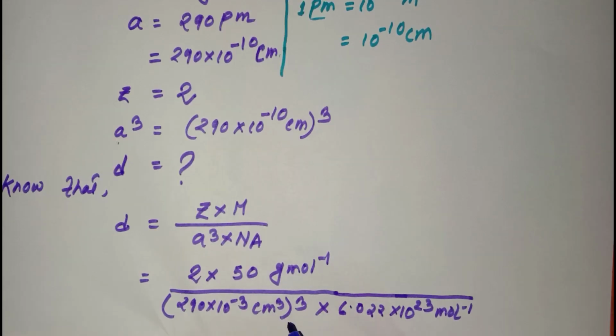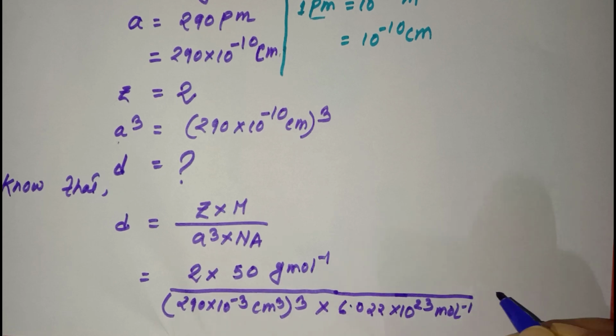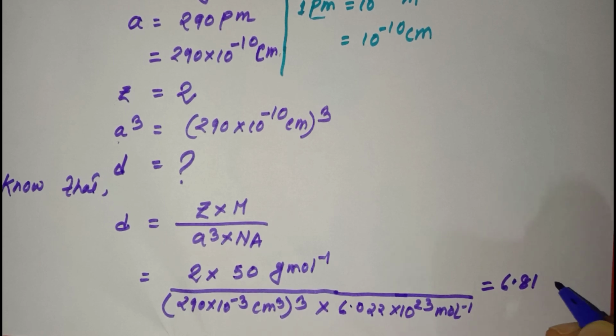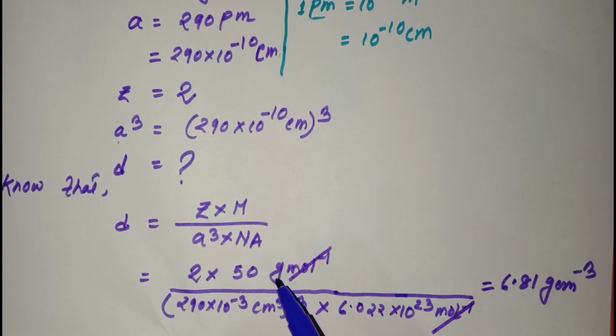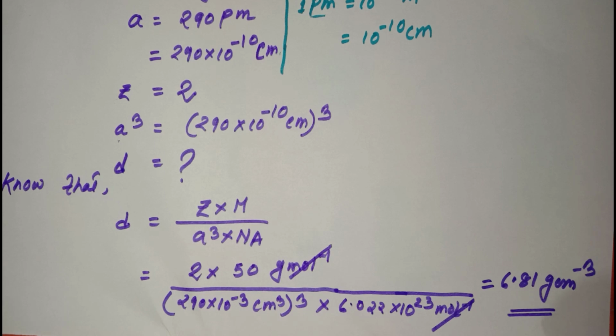After calculating this, what do we get? That is equal to 6.81 gram per centimeter cube, because per mole will be cancelled and the unit will be gram per centimeter cube. This is the answer. So you can solve this problem by using the density formula of a unit cell.